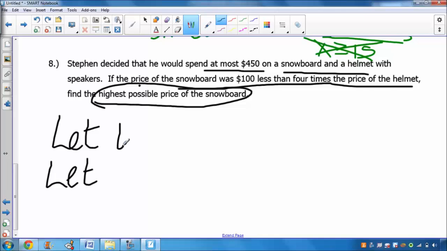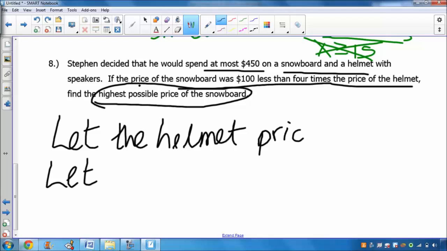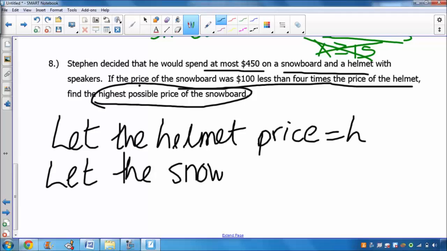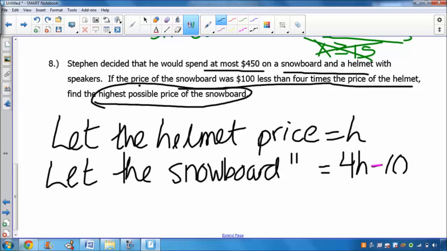So I'm going to say let the helmet price equal any variable you want. I'm going to say equal h, okay? And then I'm going to say let the snowboard price equal, what does it say? It's 100 less than 4 times the helmet. So I'm going to take 4 times the helmet and subtract 100.